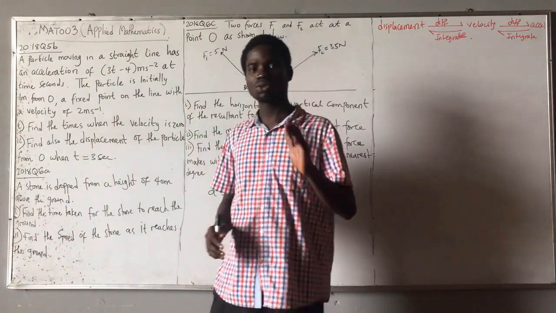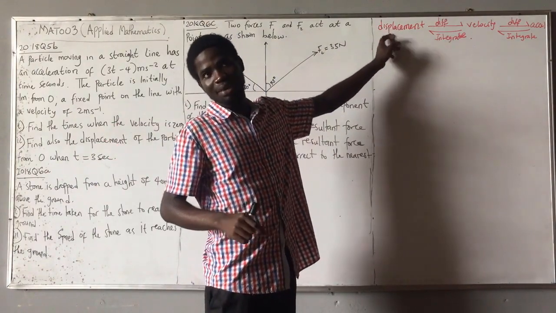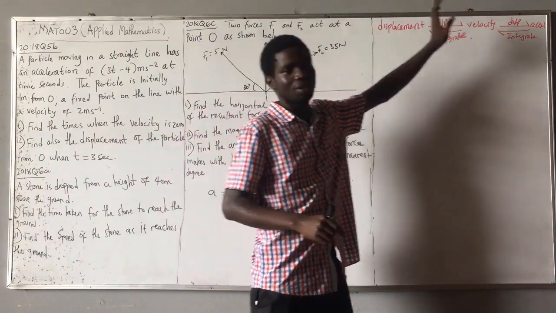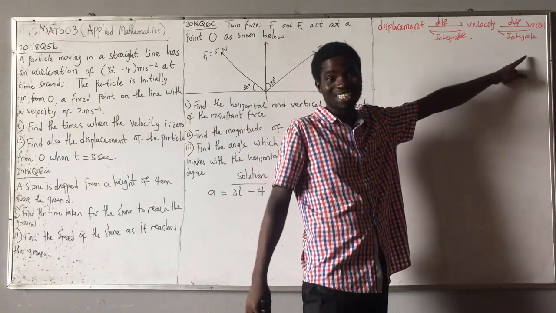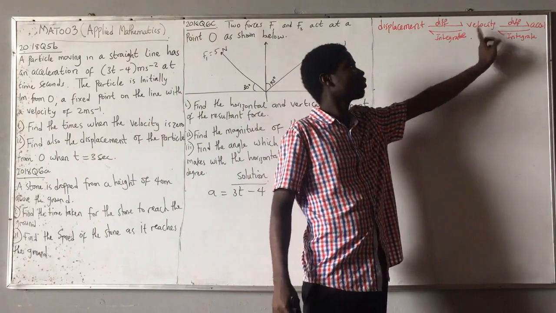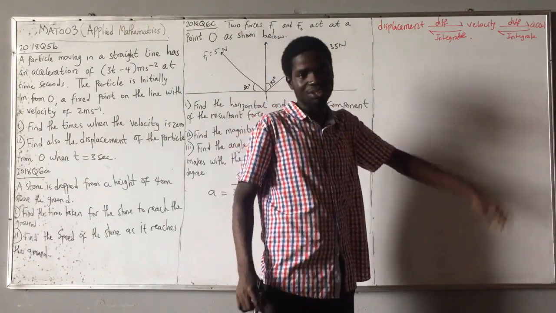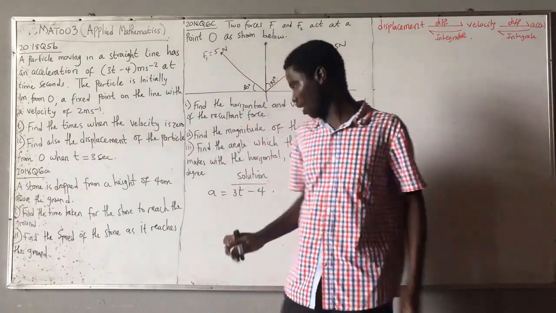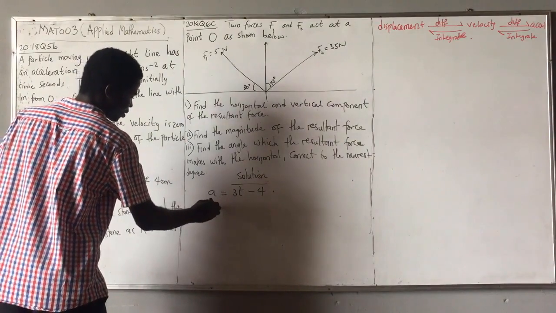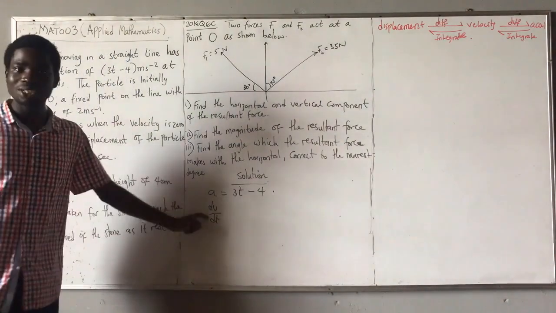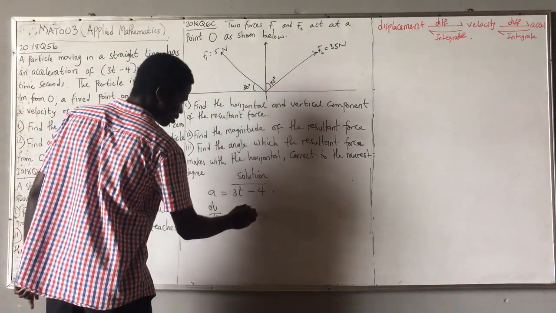The first thing you need to recall, as I told you: whenever you have displacement, or what we call position, and you want to get velocity, you differentiate. If you have velocity and you want acceleration, you differentiate a second time. If you have acceleration and you want velocity, integrate. If you have velocity and want displacement, integrate. So I want to get velocity here, so I have to integrate this. Integrating both sides, this is dv over dt. Acceleration is differentiating the velocity with respect to time, which is equal to 3t minus 4.